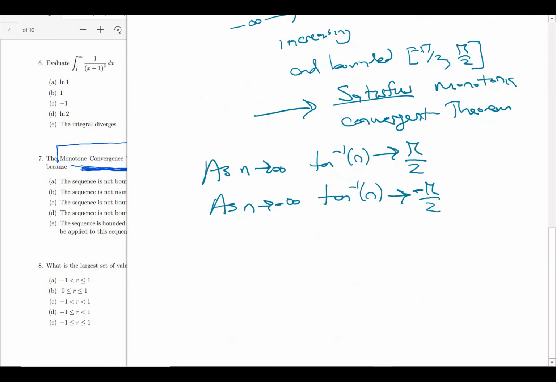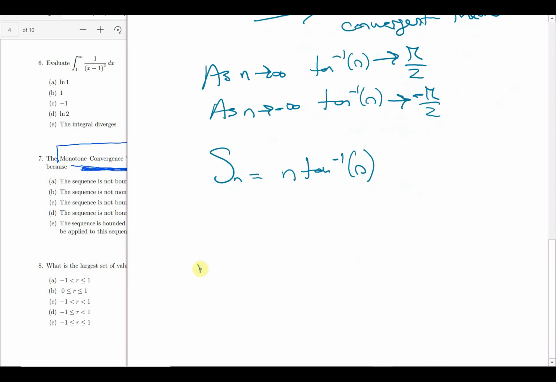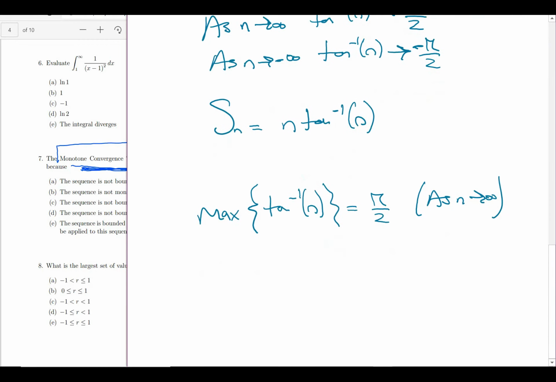But now we have S of n is n tan inverse n. So the key here is we know the maximum of tan inverse n equals pi halves, yes, as n tends to infinity. But the maximum of n equals infinity.